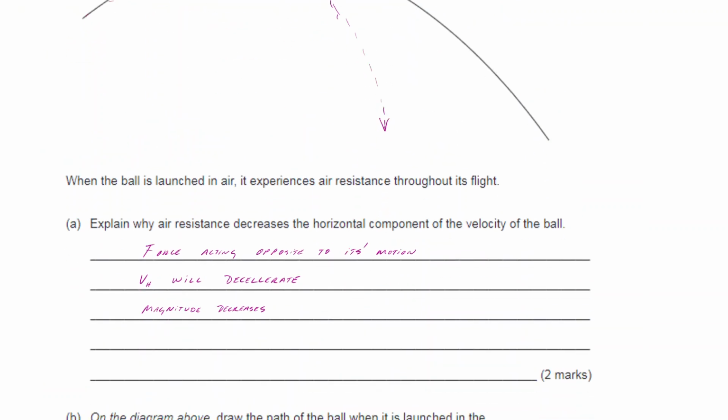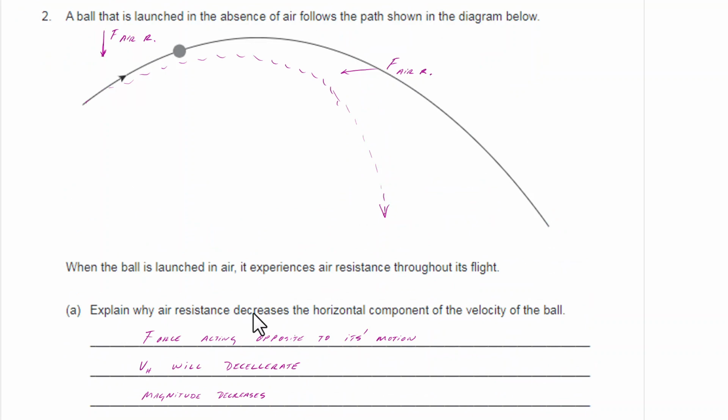Explain, so we've got a ball that's been launched. Explain why air resistance decreases the horizontal component. So we're looking at it this way. The horizontal velocity is traveling and it's going to be colliding with air, so therefore that's going to experience a force. And if it experiences force opposite to its motion, it will undergo deceleration. So therefore the magnitude will actually decrease, so its range would also decrease.